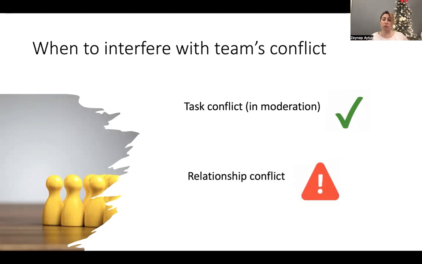And also research shows and experience shows that relationship conflict is almost always harmful and dysfunctional. So if we are observing something personal going on, or a particular task conflict or a process conflict is turning into a relationship conflict or a relationship problem, we need to handle that and resolve that as quickly as we can.